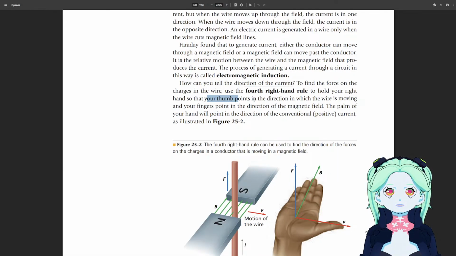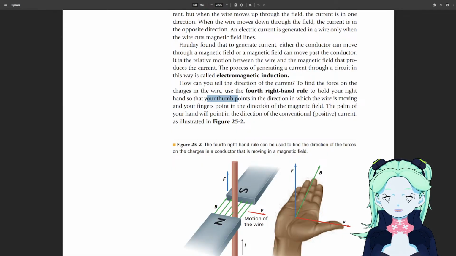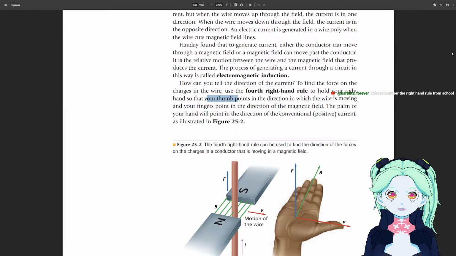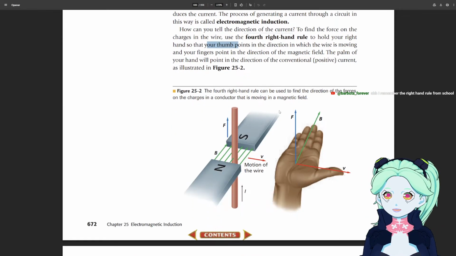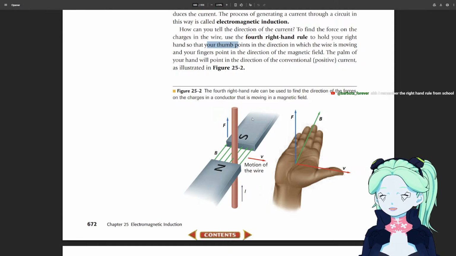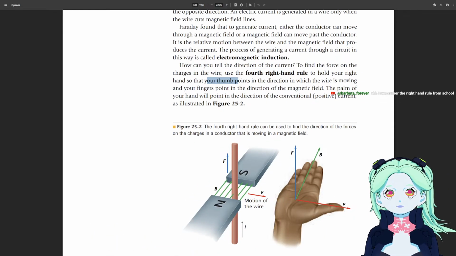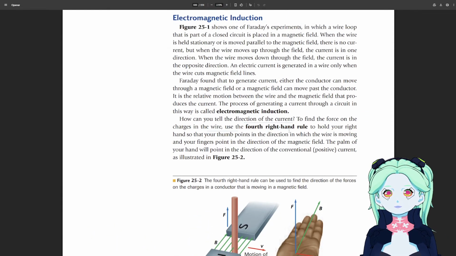But the problem is, I remember the right-hand rule from school. Yeah, the right-hand rule. There's apparently many of them. There's a few. I don't have limbs right now to show you, because I don't have that easy leap motion technology on me, which I probably should buy, to be quite frank. But there are a few of these.